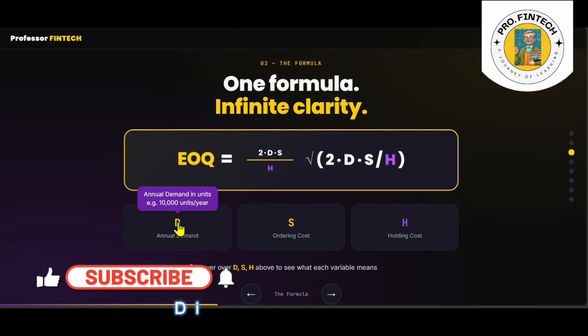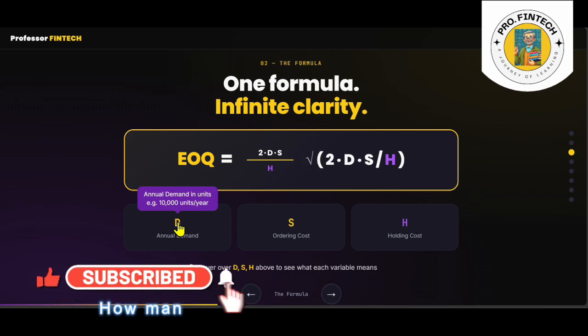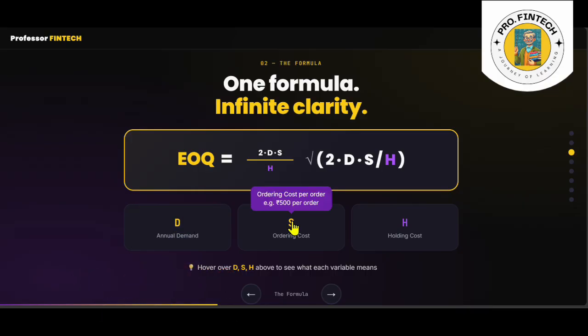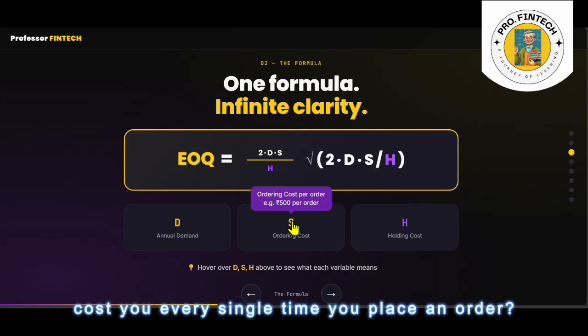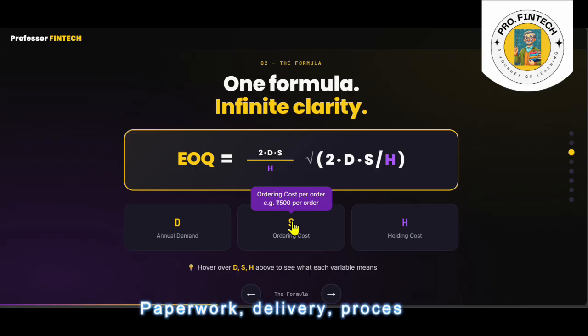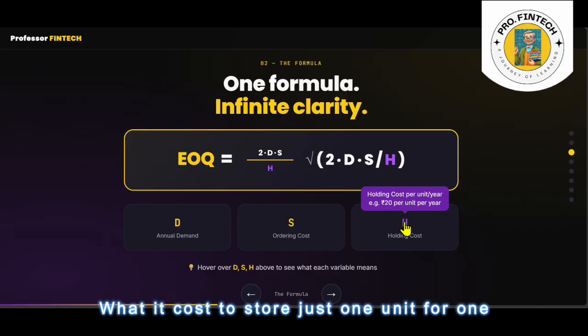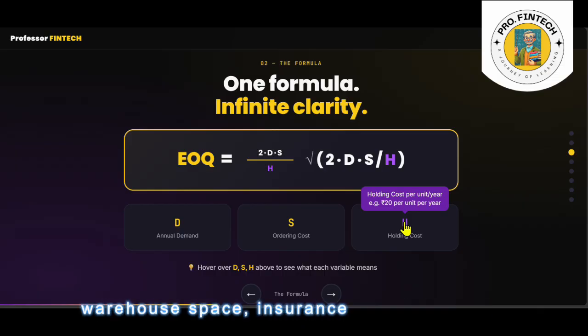D is your annual demand. How many units you sell or use in a year. In our example, 10,000 units a year. S is ordering cost. What it costs you every single time you place an order. Paperwork, delivery, processing, in our example, rupees 500 per order. H is your holding cost. What it costs to store just 1 unit for 1 full year. Warehouse space, insurance, risk of damage, in our example, rupees 20 per unit per year.